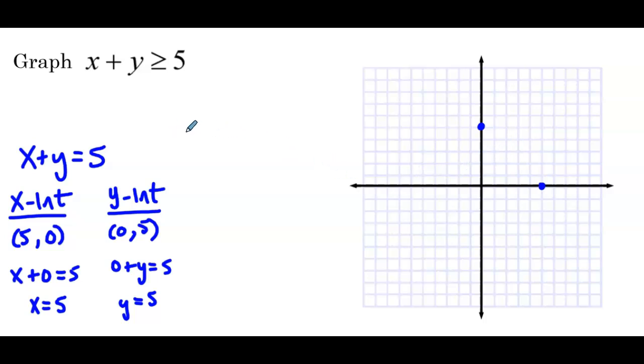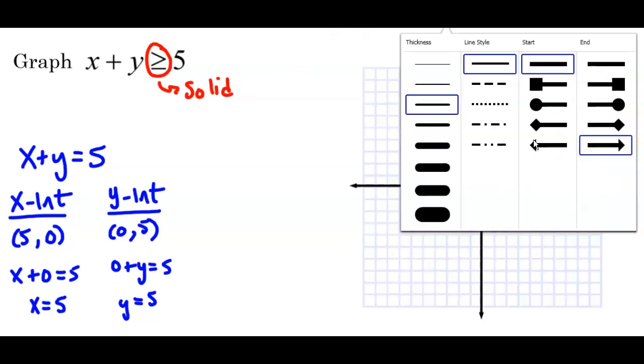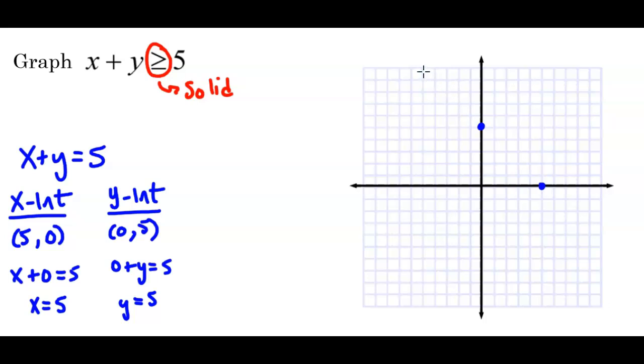All we need is 2 points to graph the line. Now we have to decide how we're going to connect those 2 points. So we look at the inequality sign. We have greater than or equal to. That means we're going to have a solid line. We have equality here. So solid line. Make sure I have both arrows. So there's our line.